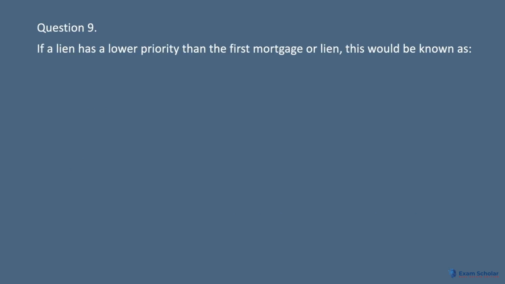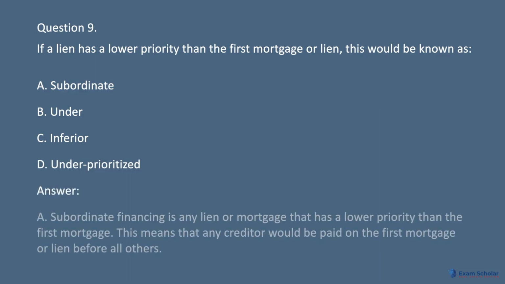Question 9. If a lien has a lower priority than the first mortgage or lien, this would be known as A. Subordinate. B. Under. C. Inferior. D. Underprioritized. Answer. A. Subordinate financing is any lien or mortgage that has a lower priority than the first mortgage. This means that any creditor would be paid on the first mortgage or lien before all others.